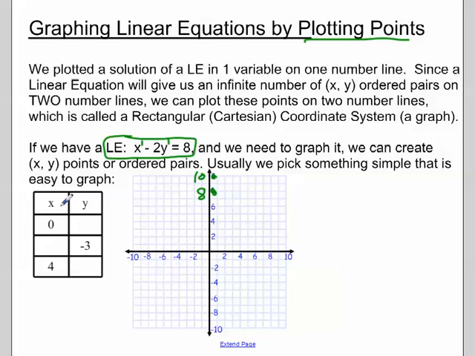So we go over here. If we need to plot points, we just make an x, y table, and I'll just throw in some numbers here, and we can get some ordered pairs out of this. So if x equals 0, then we go back up here and find out what y is equal to.